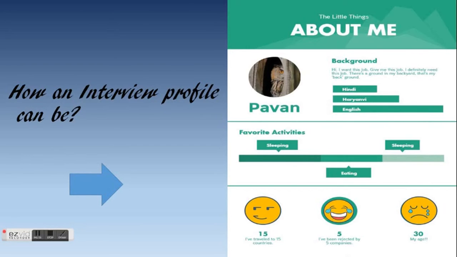Look what this person did. In the display picture, he put the picture of an owl. A picture of an owl? Seriously? And look what he wrote in the description. I want this job. Give me this job. I definitely need this job. There's a ground in my backyard. That's my background.